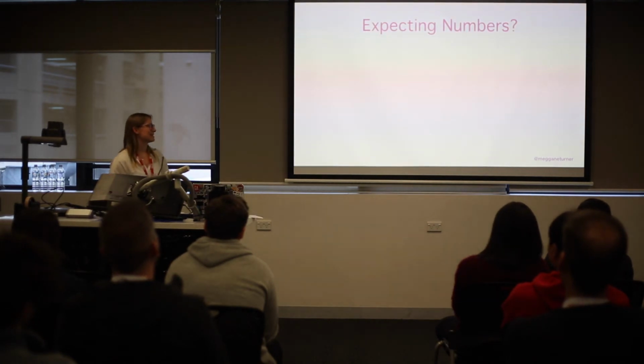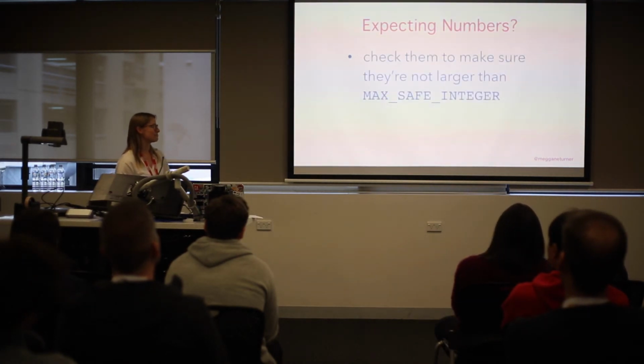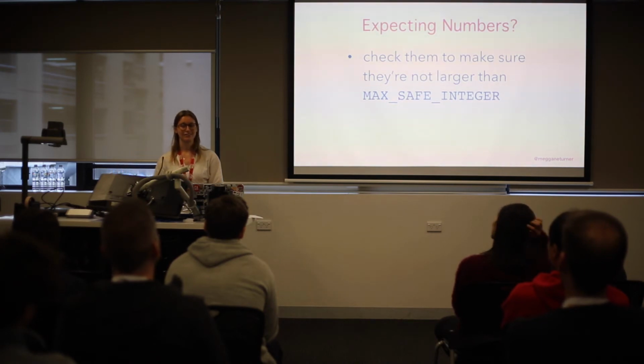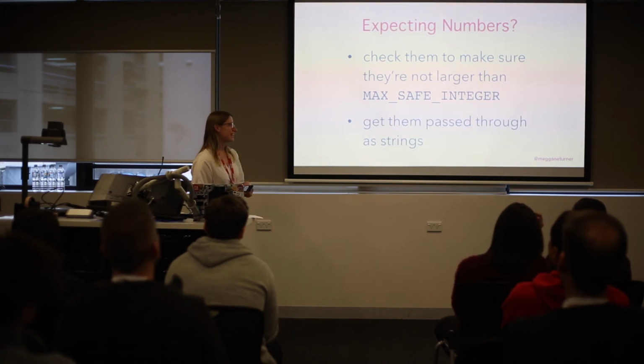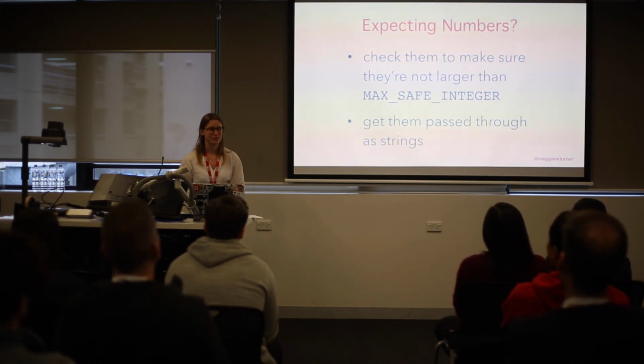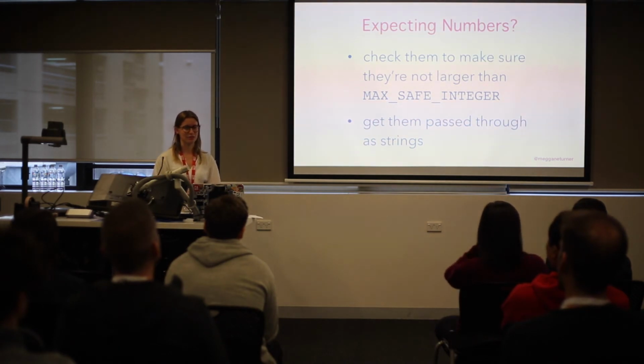So if you're expecting numbers, you need to check them to make sure that they're not larger than the maximum safe integer, because if they are, you're going to have problems. If they are, then just get them passed through as strings. You're not really going to be using IDs for anything except identifying things. You shouldn't be doing any maths with them, so there's no reason why they need to be numeric. They can just be strings.